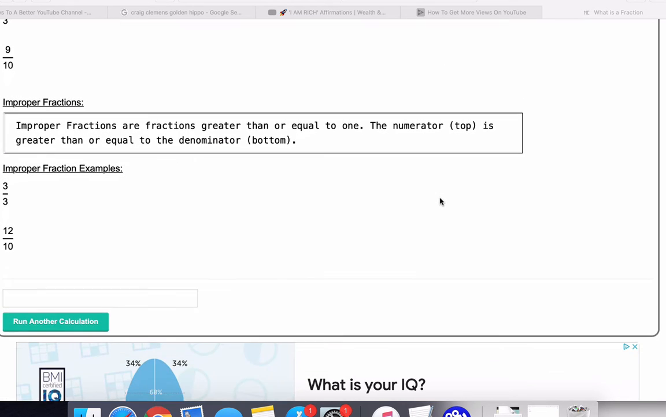Now let's move on to the other type of fraction, which is improper. Improper fractions are fractions greater than or equal to 1. Using the opposite of the rule we just talked about for proper fractions, if the numerator is equal to or greater than the denominator, meaning the number on the top is the same as or greater than the number on the bottom, then you have an improper fraction. Let's look at two examples. 3 equals 3, so this is an improper fraction. And 12 is greater than 10, so this is an improper fraction. So that's fractions in a nutshell.